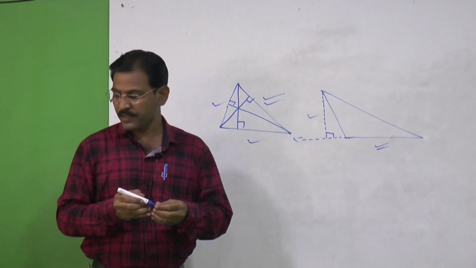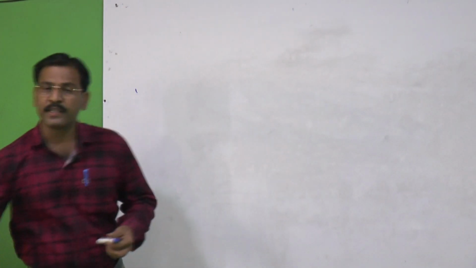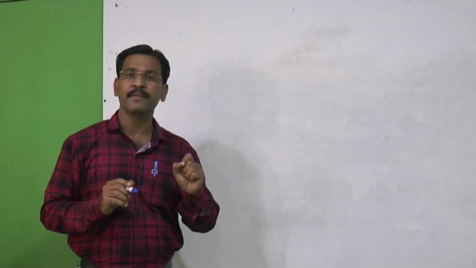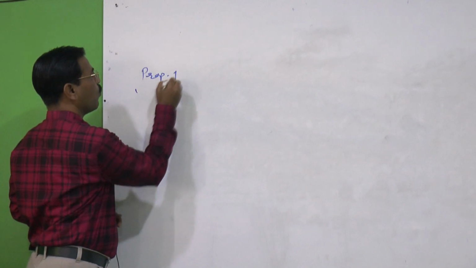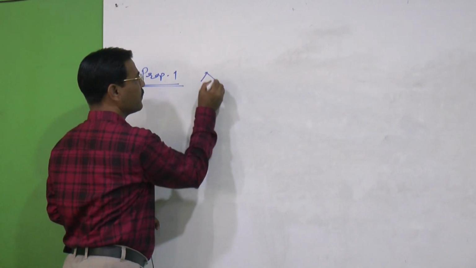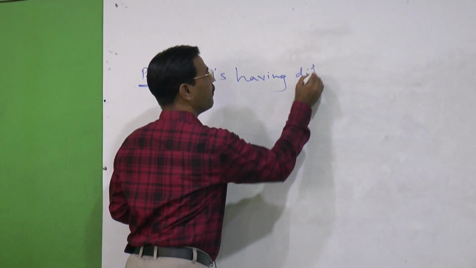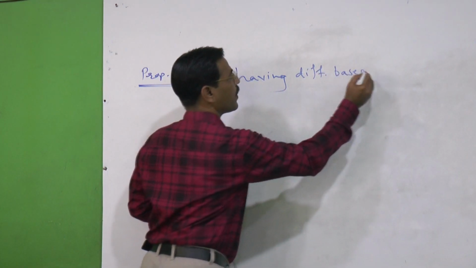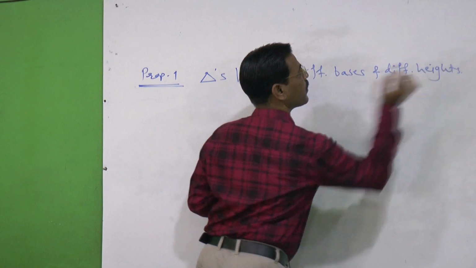So we are going to take them one by one. Okay friends, see first here. I take the first property. What is that property? Both triangles have different bases and different heights. Property number 1: the two triangles having different bases and different heights. We'll write here: triangles having different bases and different heights. Okay, look here.